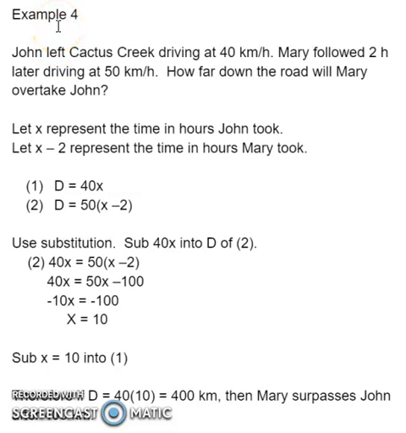Example 4. John left Cactus Creek driving at 40 kilometers an hour. Mary followed 2 hours later, driving at 50 kilometers an hour. How far down the road will Mary overtake John?